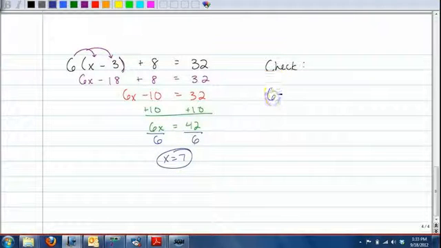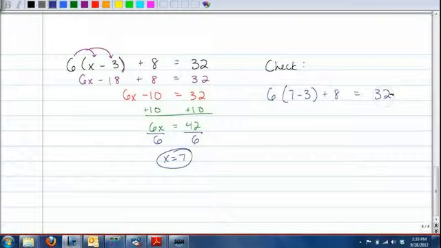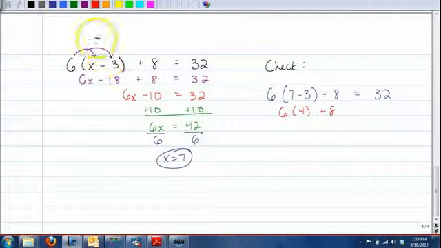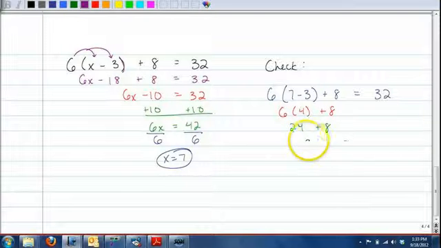Now for this one, if I check my answer, I'll have 6 times 7 minus 3 plus 8. I know on the right side I have 32. So to check it, I take 7 minus 3. Well, 7 minus 3 is 4. 6 times 4, well, that's 24. And sure enough, 24 plus 8 is 32.